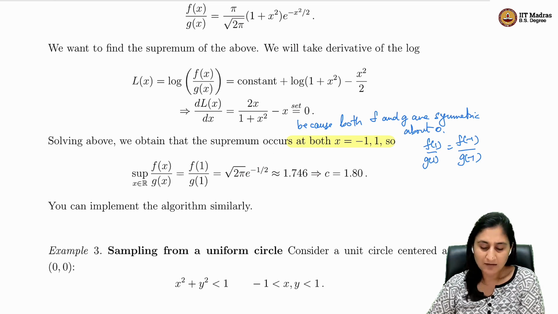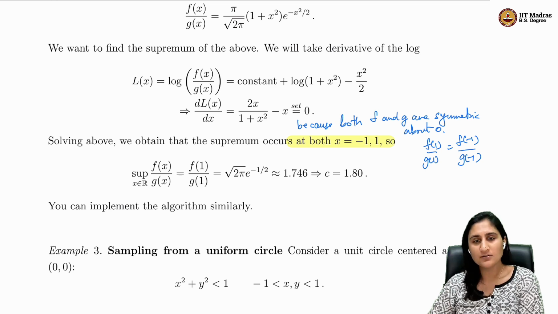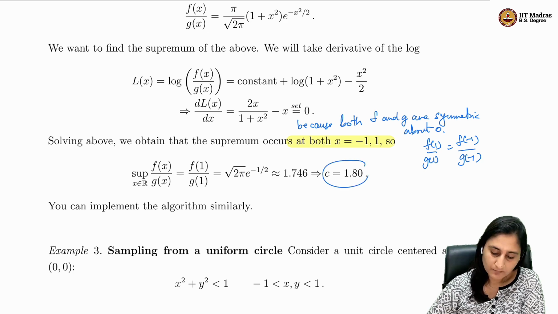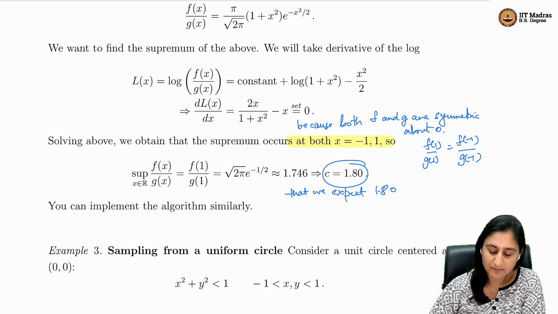1.746. Okay, and as I've discussed, all I need is an upper bound. So just for some numerical stability in implementation, I can set c to be 1.80. Okay. And similarly, as we did for the beta example, you can go back to the beta example code and change the f and g appropriately to implement this with c equals 1.80. And this value c also tells us that we expect 1.80 loops for one acceptance.